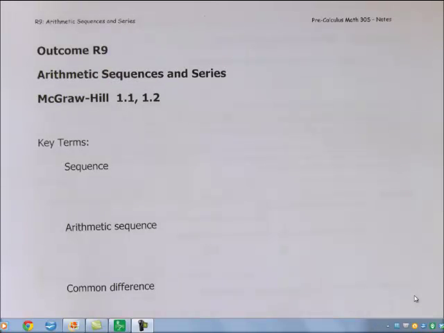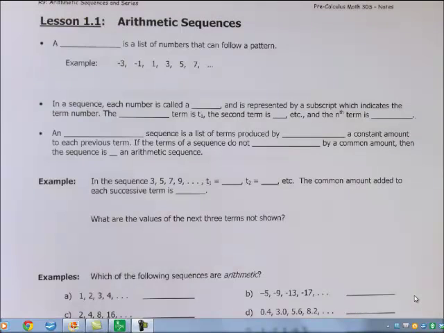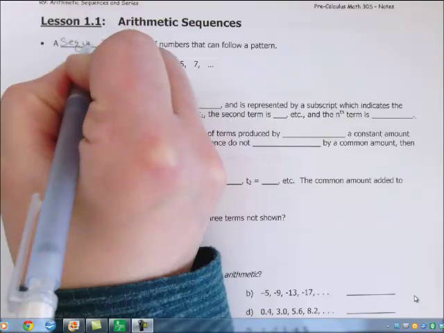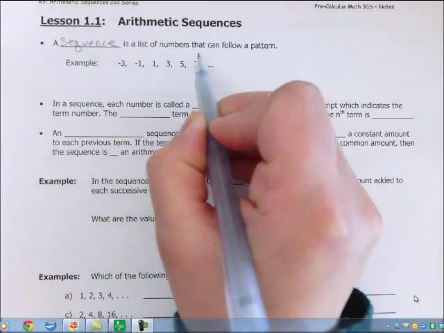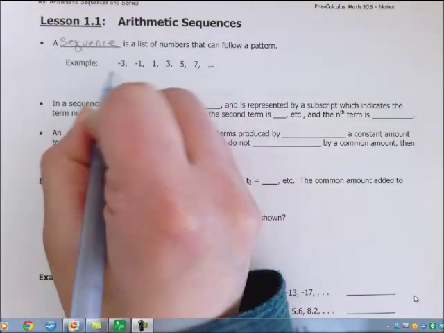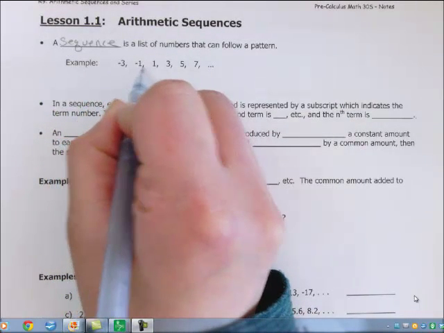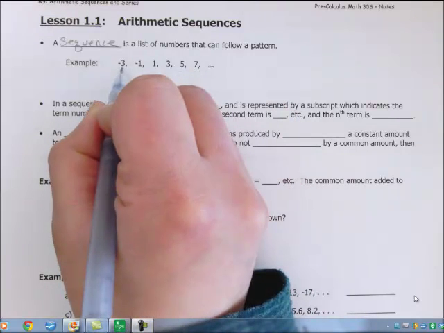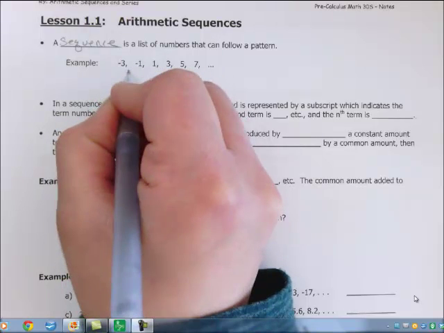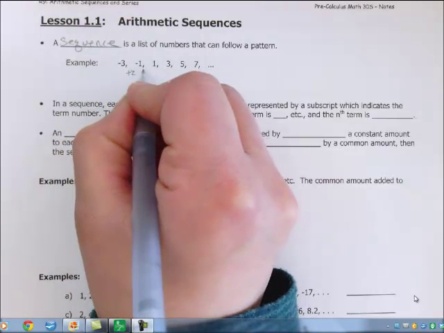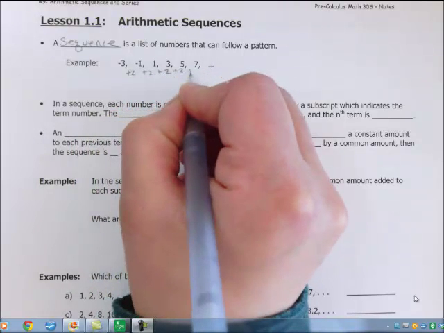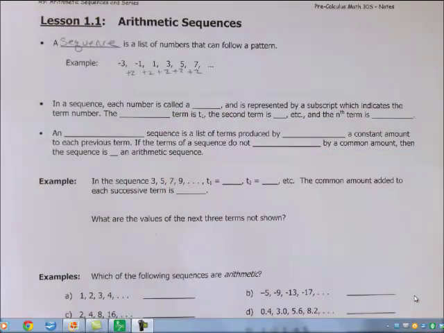Okay, so we've got our notes and we're ready to get started. Lesson 1.1, Arithmetic Sequences. A sequence is a list of numbers that can follow a pattern. So the example here, -3, -1, 1, 3, 5, 7. What's happening from this number to get to this number? Well, we add 2. What's happening to get from this number to this one? We add 2. And you can very easily see that to get to the next number, we always add 2.